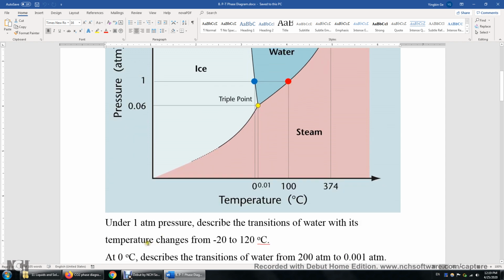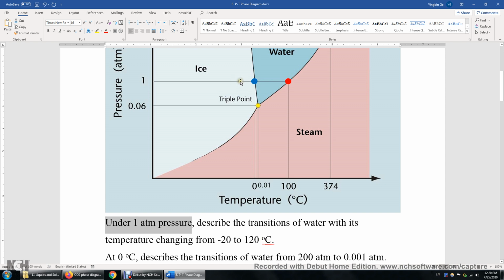Now, under 1 atm pressure, can you describe the transitions of water with its temperature changes from -20 to positive 120 degrees Celsius? So under 1 atm pressure, the pressure is constant. So let's look at 1 atm pressure. So this line is 1 atm pressure. And describe the transitions of water with its temperature changing from -20 to 120 degrees Celsius.